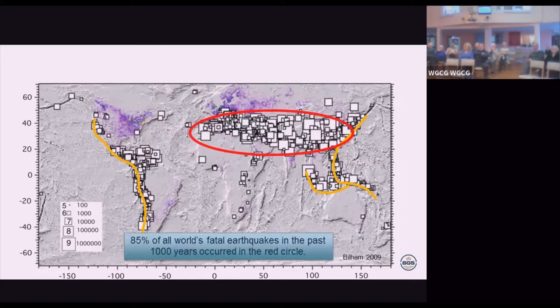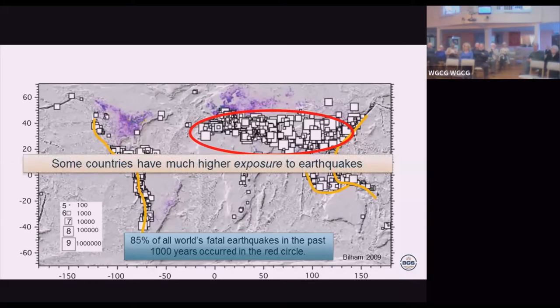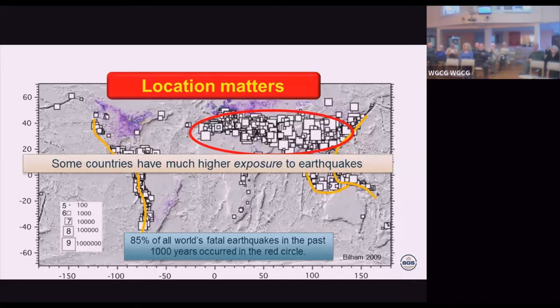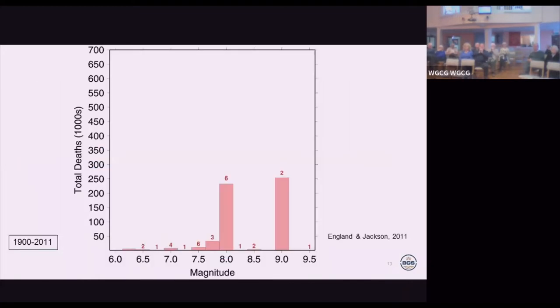And in fact, 85% of all the world's fatal earthquakes in the last 1,000 years happened in that red circle, away from the global subduction zones. So location clearly matters. And what we say is some countries have a higher exposure to earthquakes. Size does matter too, right?